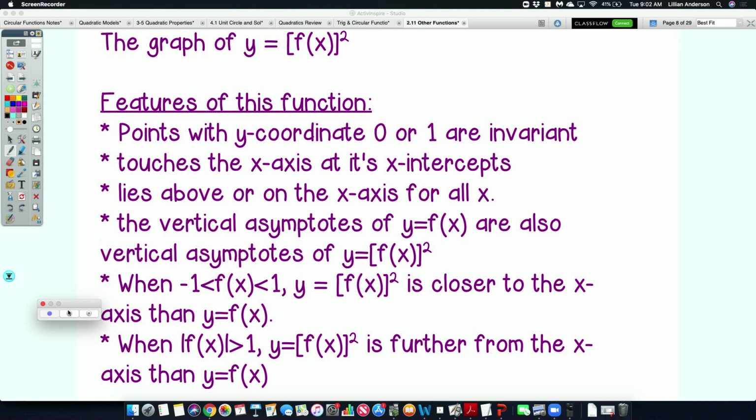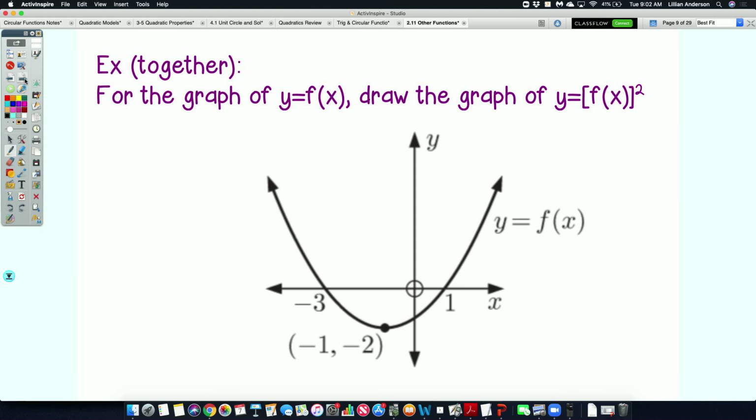The second graph, B, is the one that we're going to do together. And then I want you guys to try the other three on your own after we do this. Okay? So let's go through the features real quick. It says that the points with y coordinate 0 or 1 are invariant. Again, that means they don't change. As we look at this graph, we don't have a point with a y coordinate of 0 or 1.